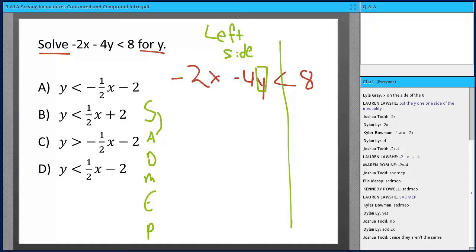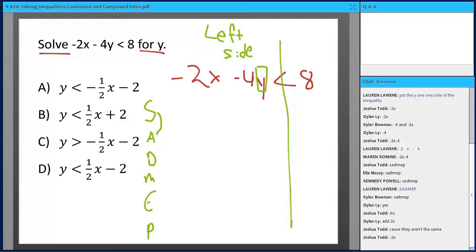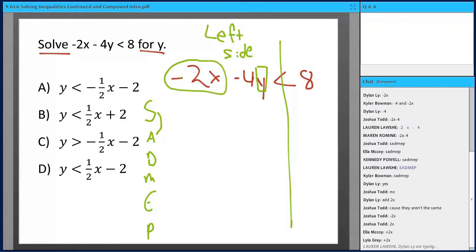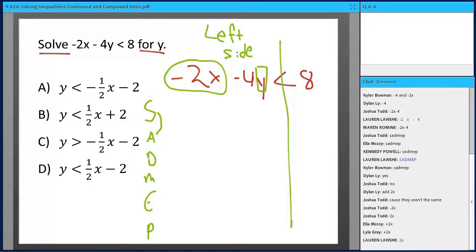2x and a minus 4y, we can't combine them together. But Joshua, can I put something on the left side to cancel one of those out? Like, y'all, is there anything I can combine with minus 2x? And Dylan, I see your answer. Is there anything I can combine with minus 2x that will cause the minus 2x to cancel out? Another question would be, what can I combine with a minus 2x to give me no x's?